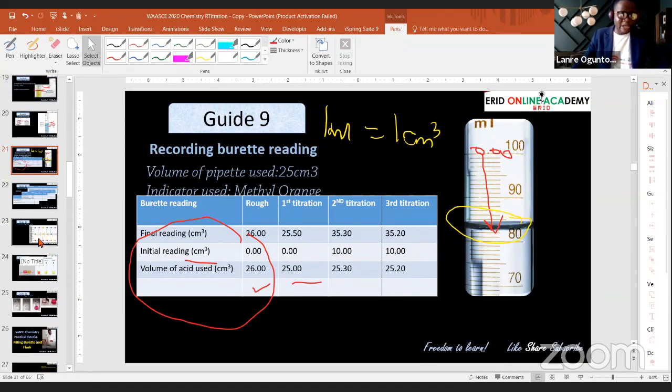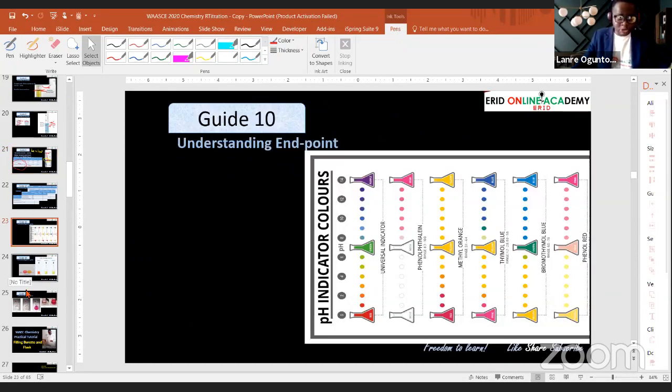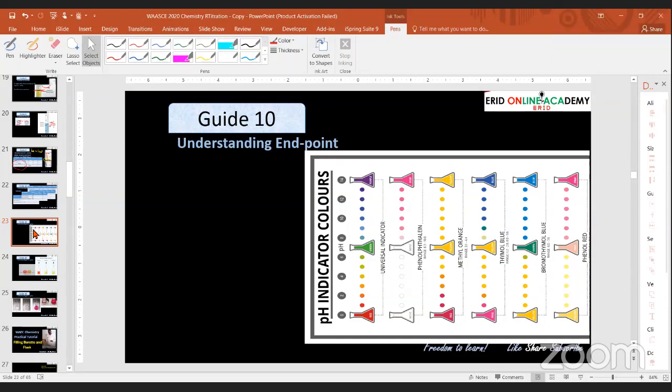I've also explained to you about your color change. So one thing that I need to explain now is endpoint. What is endpoint? They normally ask this question under question 3. Question 3, they will ask what is endpoint. Okay, good. So are you guys still with me? Yes. Okay, good.